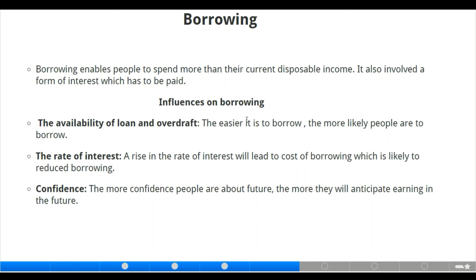Now we have influences on borrowing. The first influence on borrowing is the availability of loan and overdraft. That is, if loan and overdraft is available, more people are likely to borrow. And we have the rate of interest. A rise in the rate of interest will likely lead to reduced borrowing. And we have also confidence. The more confident people are about the future, the more they will anticipate earning in the future.